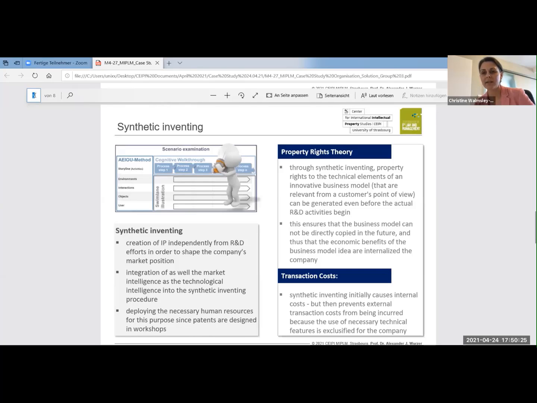Looking at the transaction costs, I've already mentioned that the human resources would be quite high. So initially, in doing this procedure, using this tool, you would probably have high internal costs. But you can probably understand that it would not be a recurring expense. It would only happen every time you do this. And that then prevents external transaction costs from being incurred because of the use of necessary technical features exclusive to the company.